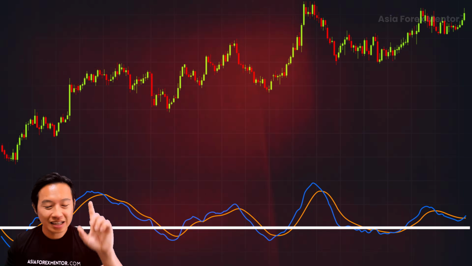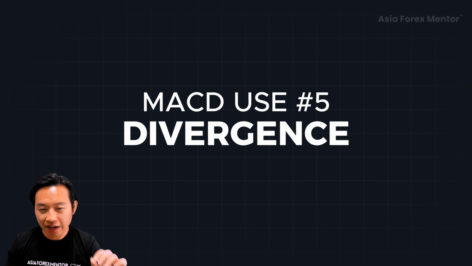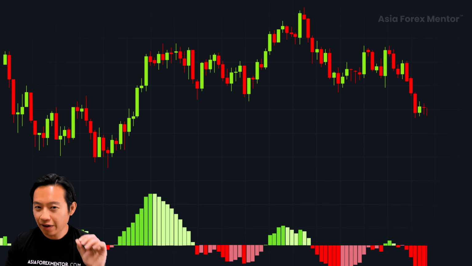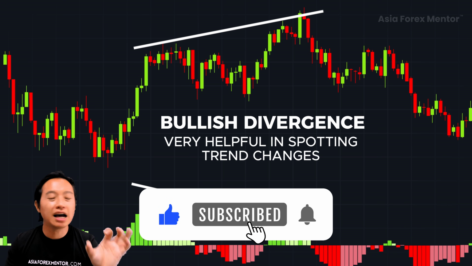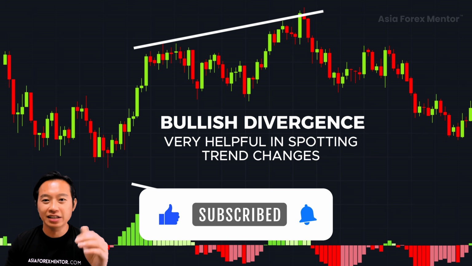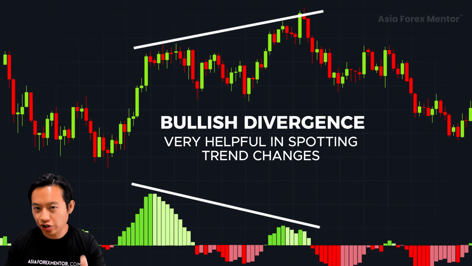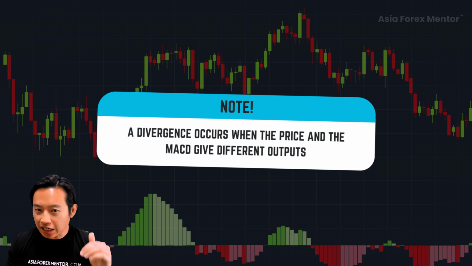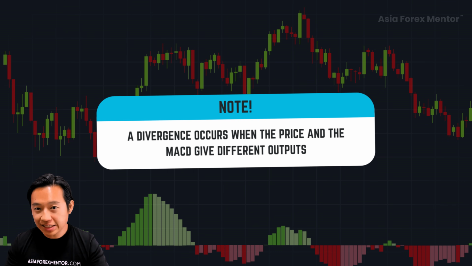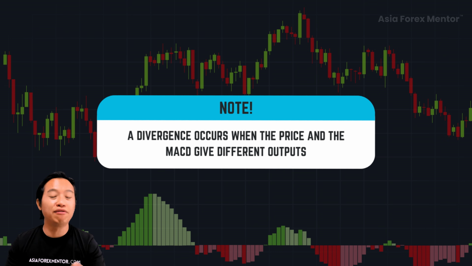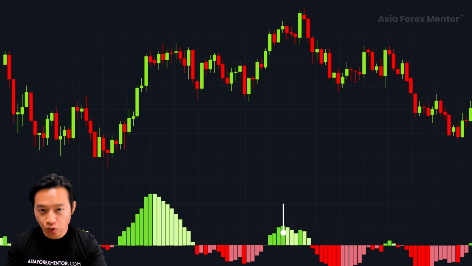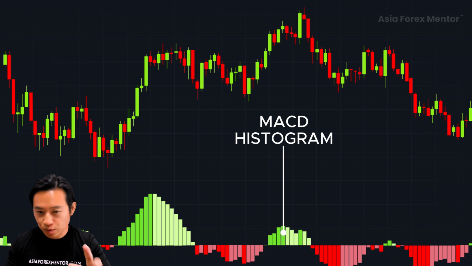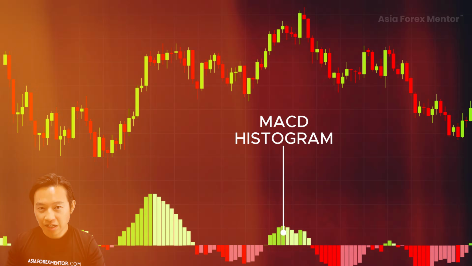Yeah, good. Usage number 5, divergence. Okay, divergence are signs of reversal, signs of weakness in the market. And this is very helpful in spotting trend changes as well. Divergence occurs when the price and MACD give you different outputs. This is where you can use the histogram to spot the divergence.